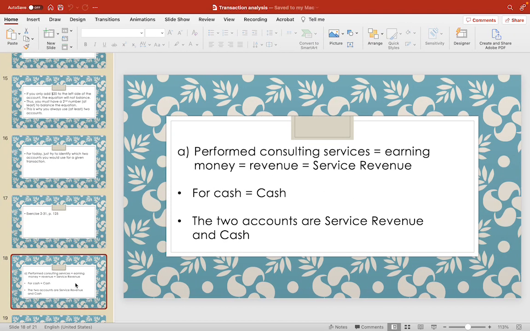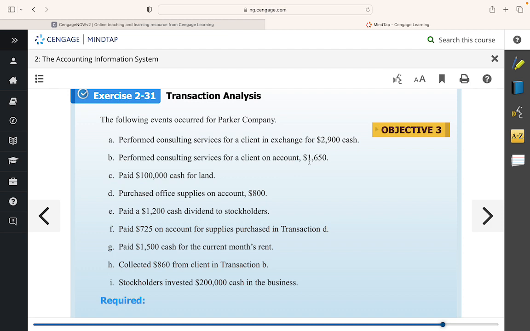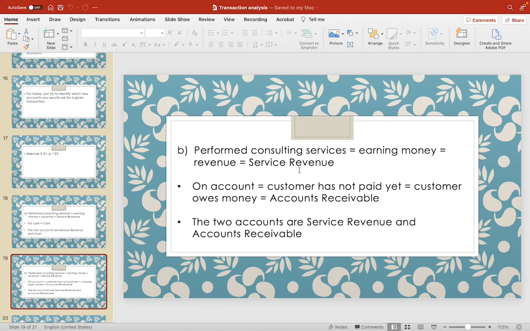Now, on account. What does on account mean? On account means the customer has not paid yet. How do I know the customer has not paid? Because it doesn't say perform consulting services for a client in exchange for cash. If the client had given me cash, it would say in exchange for cash, just like it did in letter A. Or it would say the client paid me. That's how I know I got cash, when I got paid. But this doesn't say anything about in exchange for cash, and it doesn't say anything about getting paid. It says on account. So on account means the customer has not paid yet.